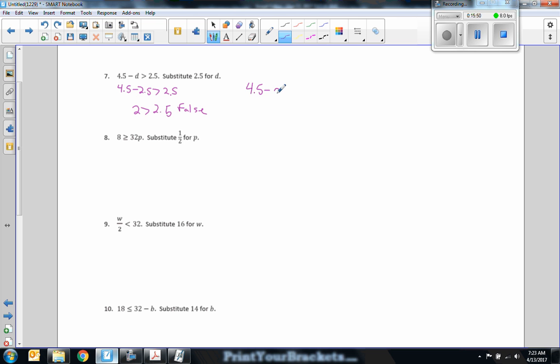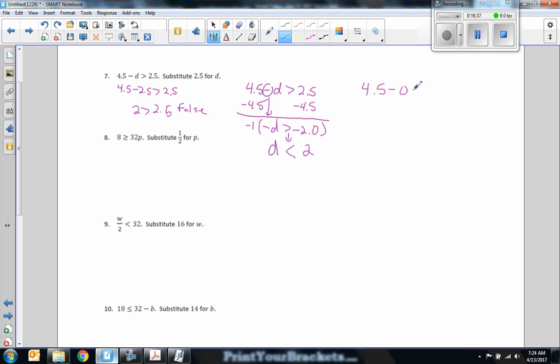I have to find a value that makes it true. So I take 4.5 minus d is greater than 2.5. And I get d by itself by subtracting 4.5 from both sides. Minus 4.5 from both sides. And I get, don't forget, this symbol here does not go away. I get negative d is greater than 2.5 minus 4.5 is -2. If I multiply this whole thing by -1, I get d, and I get 2 over here. And then when I multiply by a negative, the inequality flips. So to make this statement true, I have to pick a value less than 2. So how about 0?